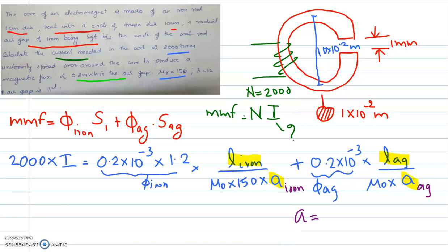So A in the iron path is same as A in the air gap, which is equal to A. And therefore we will be writing the area of cross section. And how we are getting the area of cross section? The cross section of the core is nothing but this one. This is the area. And that diameter is 1 into 10 to the power of minus 2 meters. So therefore, area will be pi into d square by 4, so pi into 1 into 10 to the power of minus 2 the whole square divided by 4.